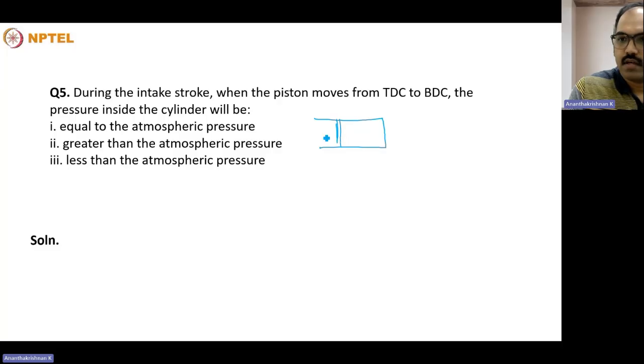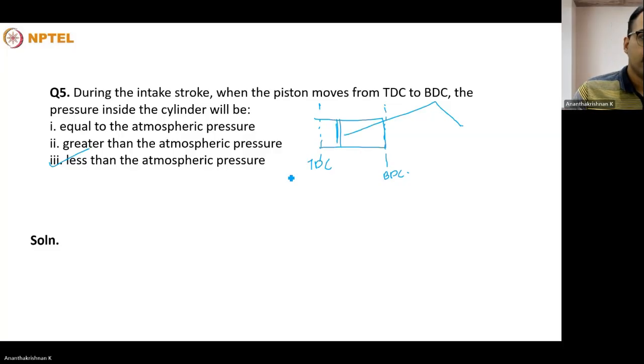So if this is the piston and this is the top dead center and this is the bottom dead center, when it moves from the top dead center to the bottom dead center, the cylinder is actually not compressing, it's expanding. So the pressure inside it is trying to fill in air from the outside, the air fuel mixture from the outside. So it should be less than the atmospheric pressure during the suction intake stroke.